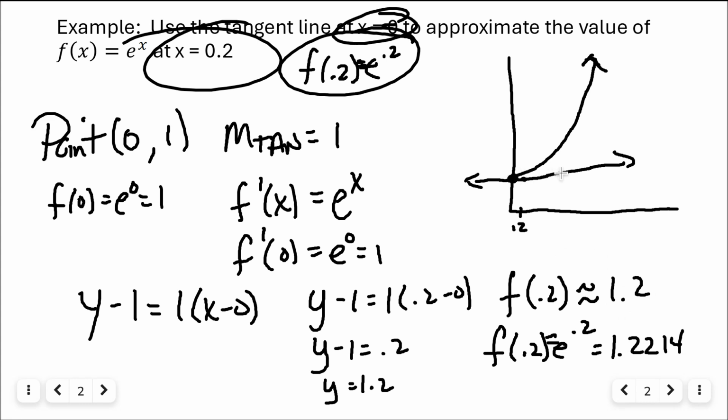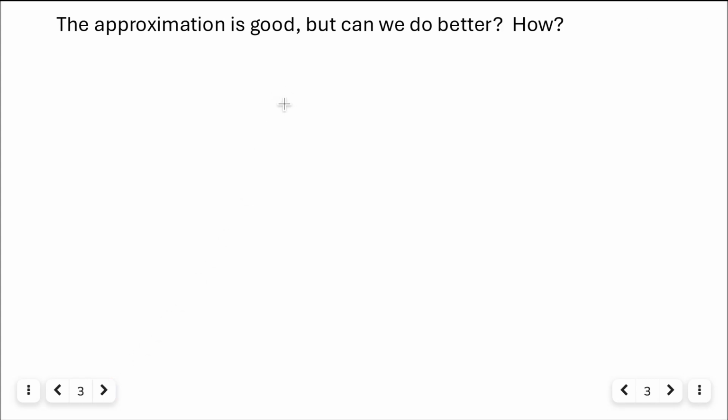But again, the further along the tangent line you go, the further away from 0 where I built the tangent line, the worse my approximation is going to be. So the question is, can we find a way to get a better approximation for the whole curve, not just one value of it? All right, so let's talk about what we could do. Can we do better than that? And how would we do better than that?